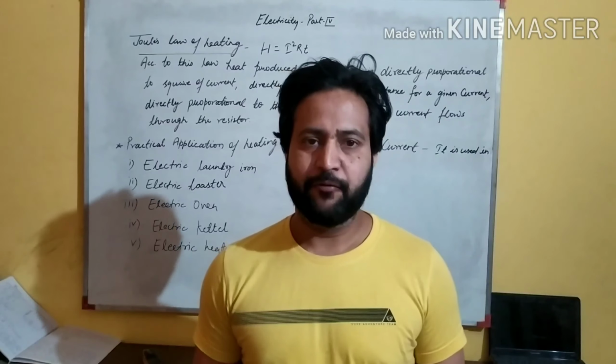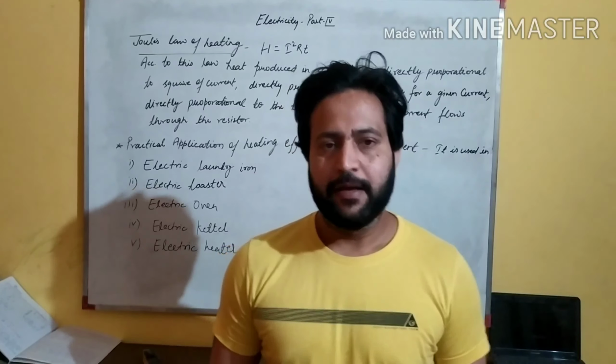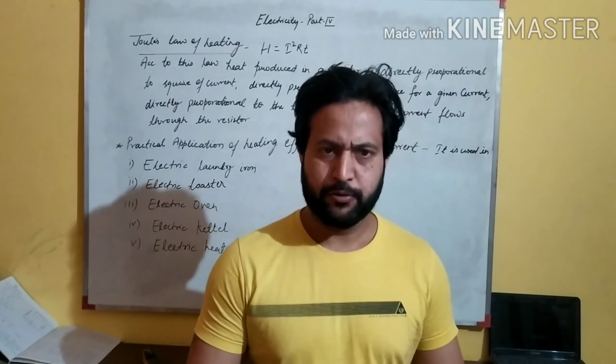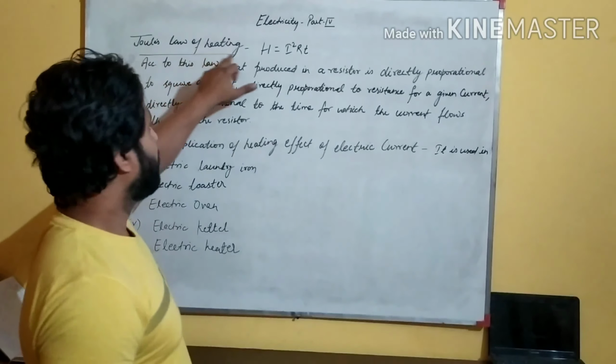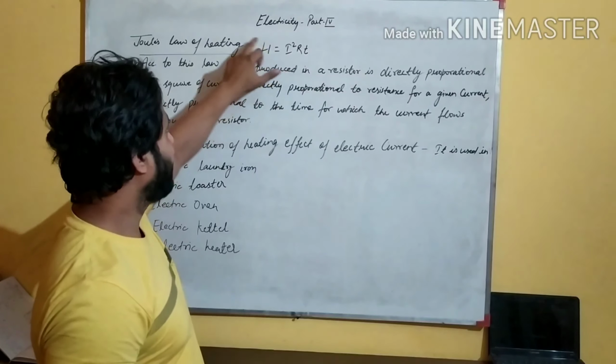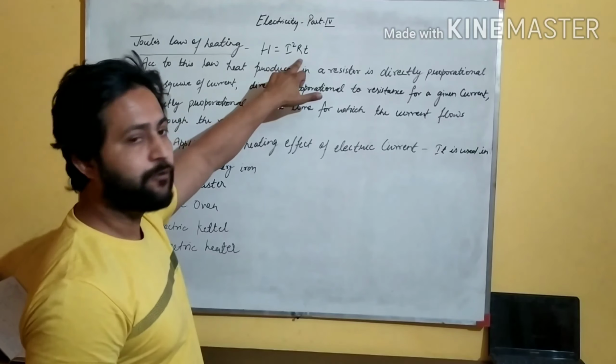Today we are studying our fourth lecture of electricity. In this chapter we are covering Joule's law of heating and electric power. So let's start. What is Joule's law of heating? We know H is equal to I square RT. So we can define Joule's law of heating with the help of this formula.